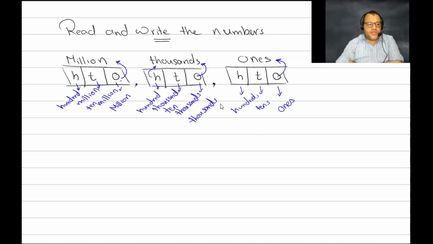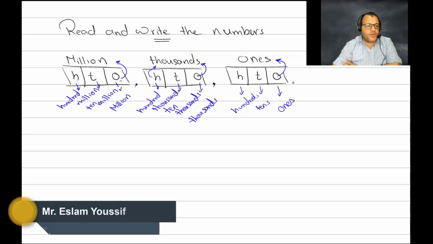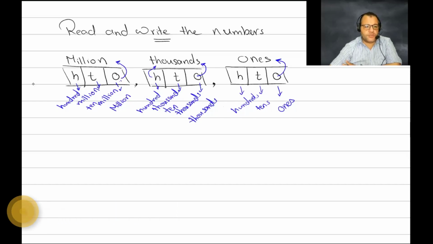So how can we read the number? As we said before, we need to divide it into groups. That is the first group, the second one, and the third one. Each group is formed from 3 digits: ones, tens, hundreds. Ones, tens, hundreds. Ones, tens, and hundreds.